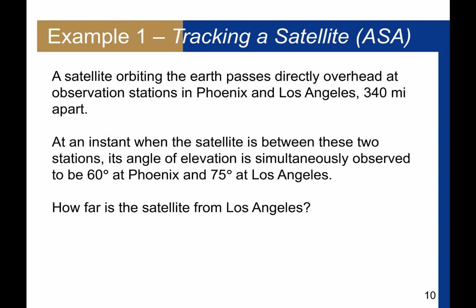Let's take a look at a simple example of tracking a satellite. Suppose we have a satellite orbiting the Earth that goes directly overhead observation stations in both Phoenix and Los Angeles, which, incidentally, in case you didn't know, are 340 miles apart. At one instant, the satellite is between these two stations. The angle of elevation at Phoenix up to the satellite is 60 degrees. The angle of elevation at Los Angeles up to the satellite is 75 degrees. How far is the satellite from LA?